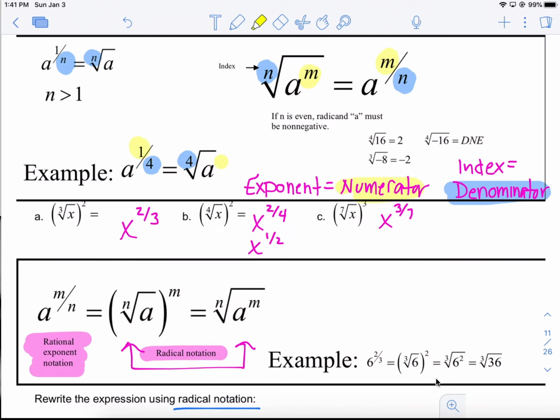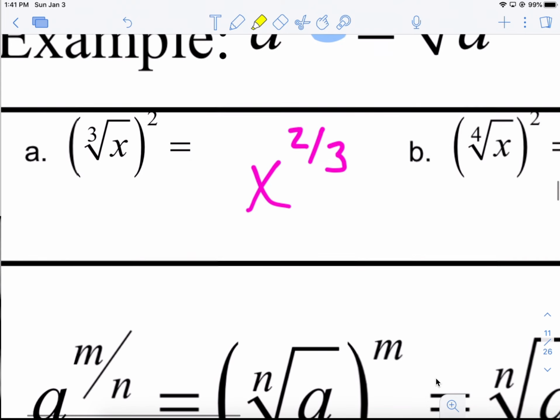Okay, so let's go through the first couple of these, and I want to use some small highlighters to talk about how we convert from radical form into rational exponents. Right here, if I have the cube root of x raised to the second power, I can take the 2 and the 3 and convert them into one fraction. The 2 is going to be my numerator, and the index, which is my radical, is going to be my denominator. All I'm doing is rewriting it. I'm not simplifying or solving it. I'm just writing it in a different way.